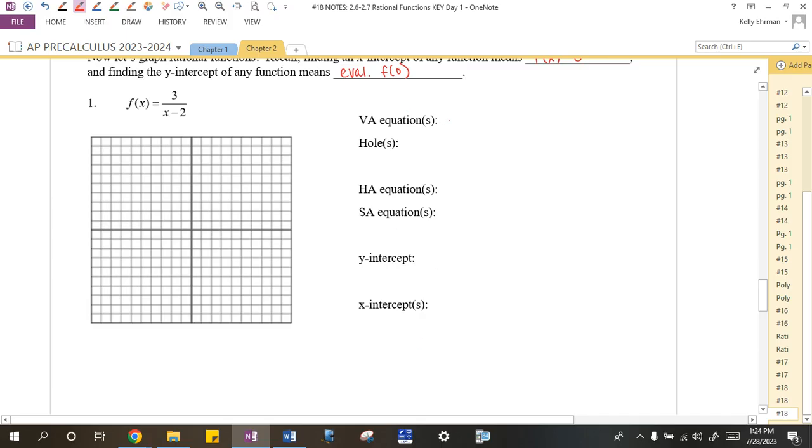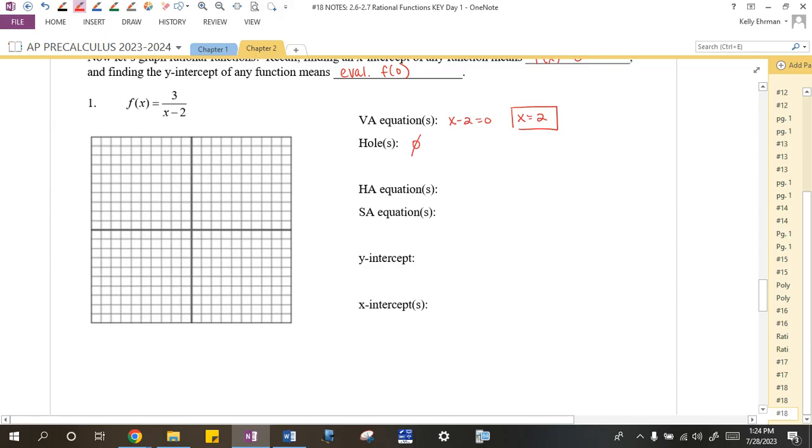The vertical asymptote is when we set x minus 2 equal to 0, and we get x equals 2. Make sure you're writing equations. You're not just writing the number 2. I won't give you credit for that, and neither will the AP test. There are no holes in the graph because there was no simplification, so I'm just going to write no solution for that.